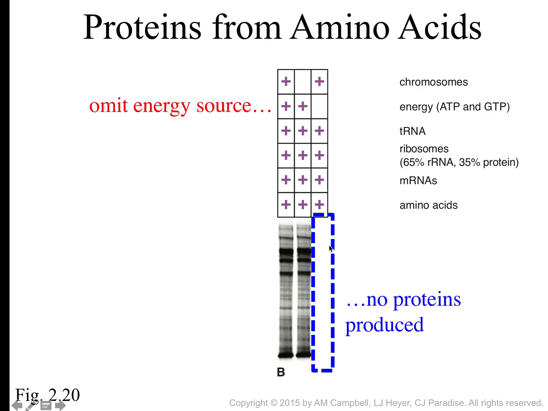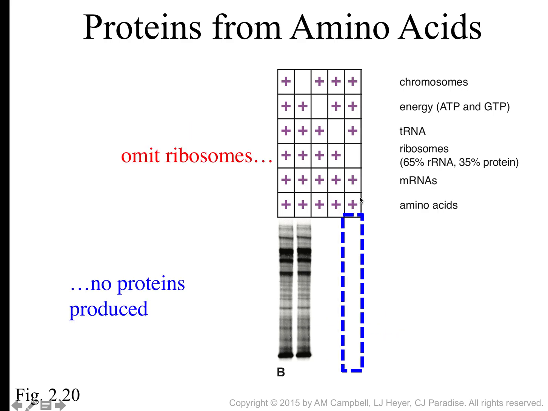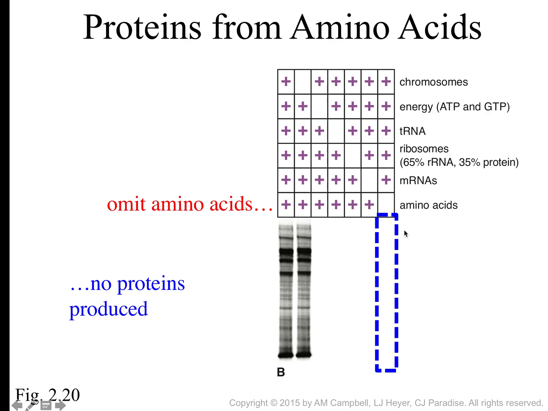And then in all the other experiments, if they eliminate energy but keep everything else, no proteins are produced. If they eliminate the transfer RNA, no proteins are produced. If they eliminate the ribosomes, no proteins are produced. If they eliminate the mRNAs, no proteins are produced. And if they eliminate the amino acids, no proteins are produced. So this is a pretty classic experimental design. They're trying to figure out what is required to make proteins. They have these 6 different components, and they eliminate one at a time to try to figure out which are required and which are not required.